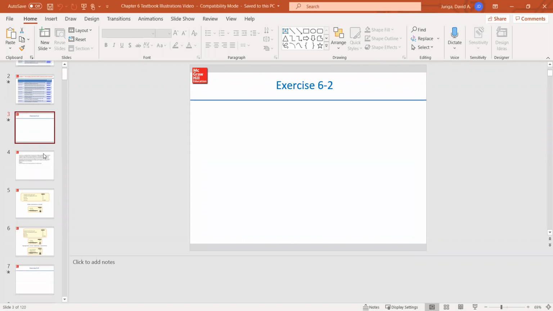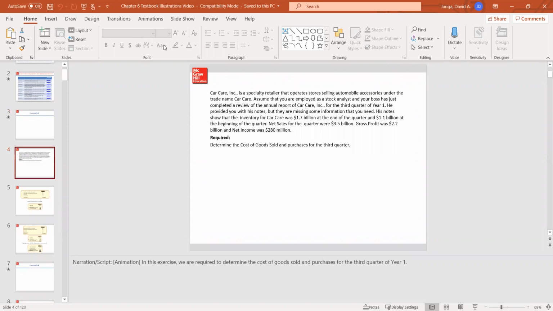So first we'll look at is 6-2, and on this particular one, we're going to be using the inventory equation to back into cost of goods sold and purchases for the third quarter. So they give us the background information. You can read all that. And then on the next slide, we'll show you the summary again of what they've given us.